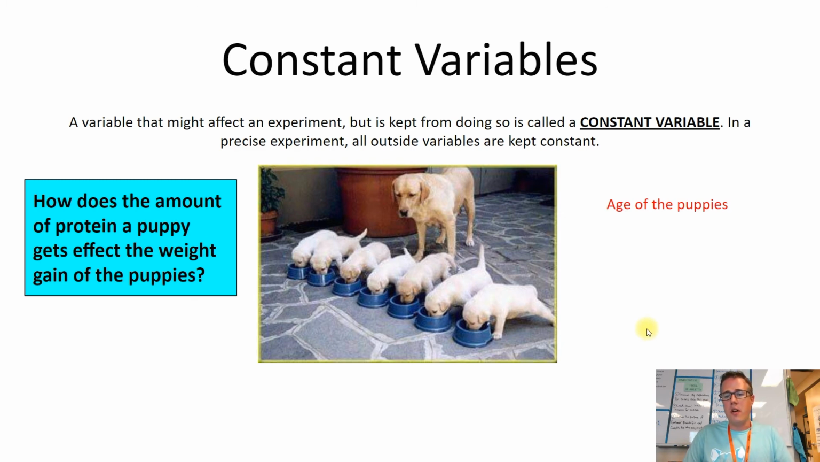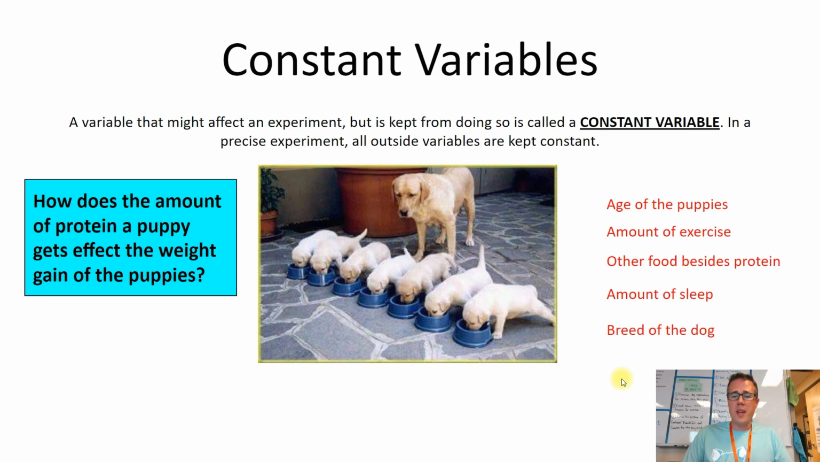If you're still watching, you've attempted to come up with some of your own. Here are a few more I came up with. We also need to make sure the amount of exercise stays the same. It wouldn't be fair if some get a whole bunch, some get none. Another one is the other food that they get besides protein. How about the amount of sleep? That could affect how much weight they gain. And then the last one I came up with is the breed of dog. Some breeds gain weight faster than others just because they're different breeds.